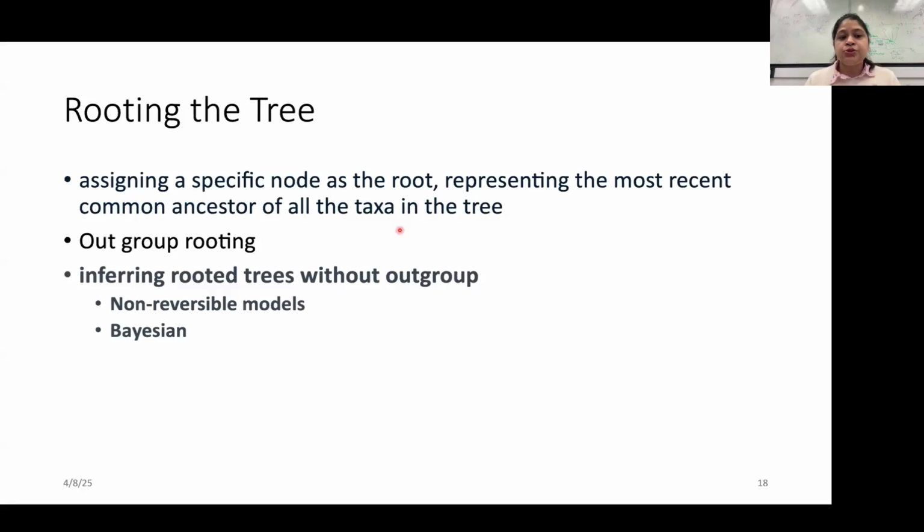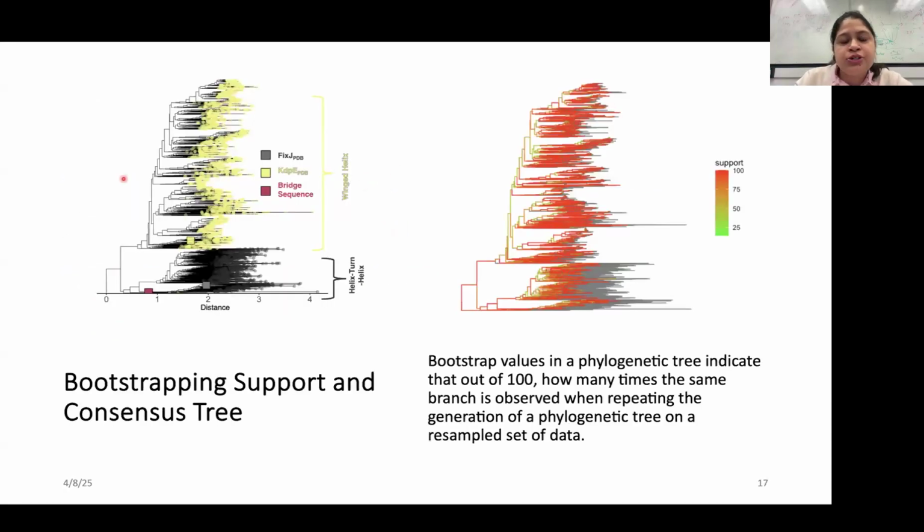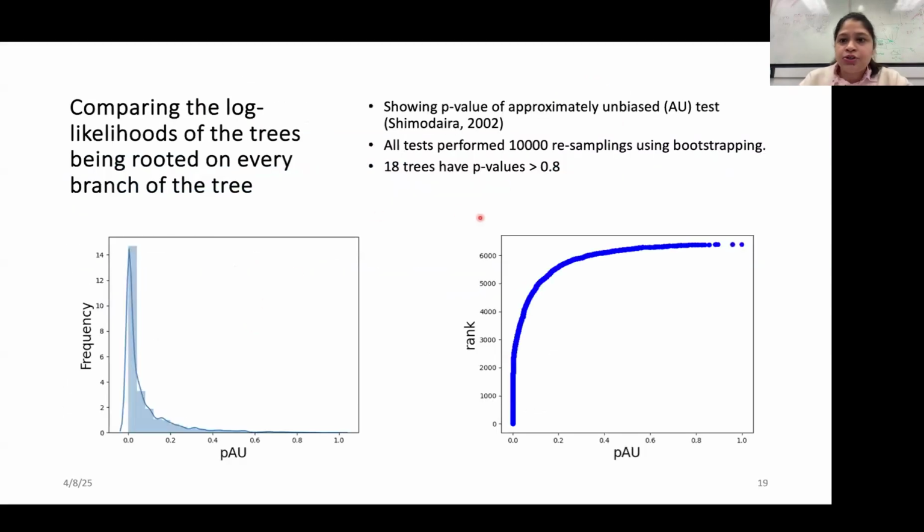People basically use non-reversible models or Bayesian models. We used non-reversible models, and what we did essentially was a very brute force way of assuming that each node is a root, and then rooted the tree at each particular node. We generated close to 6,000 rooted trees, and then we analyzed them using scores represented by p-values, from an unbiased AU test.